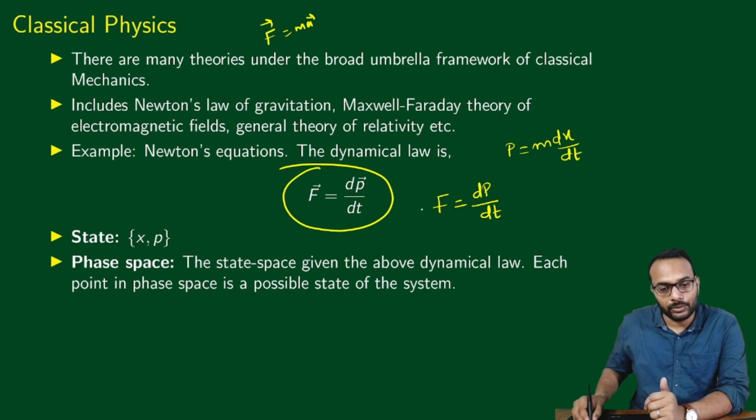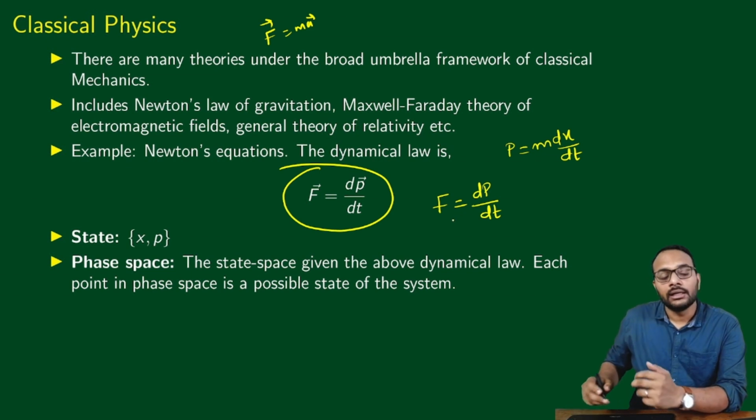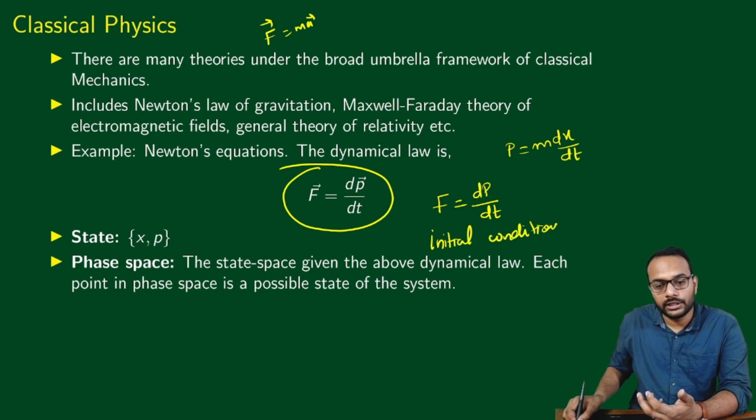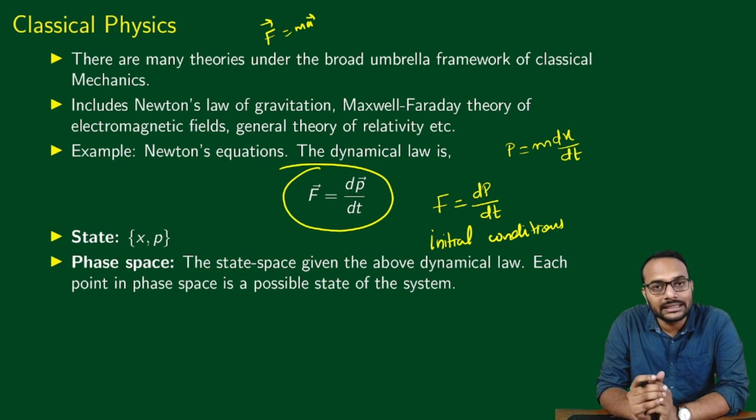So this equation is a differential equation. You can integrate this once, that will give you the momentum as a function of time. You can integrate it once more, it will give you the position as a function of time. In order to integrate this twice, you need two constants of integration, or you can say that these are the two initial conditions. So you need two initial conditions to start working with Newton's second law.